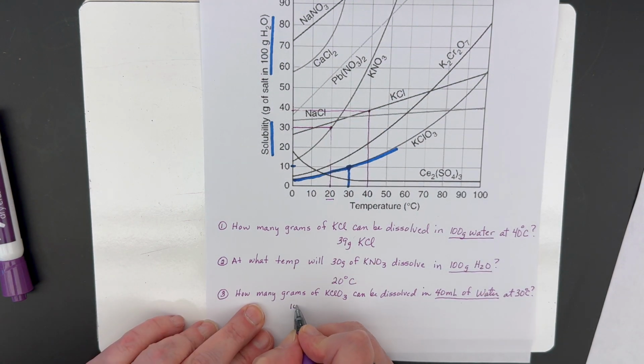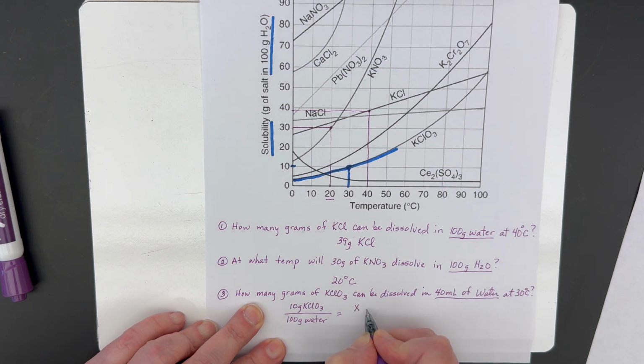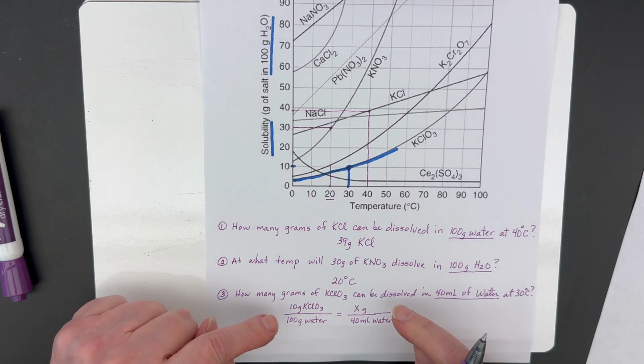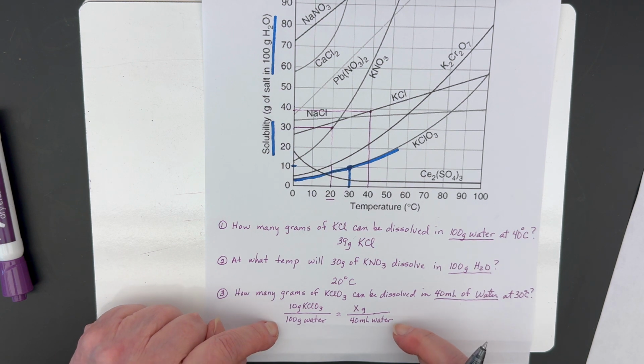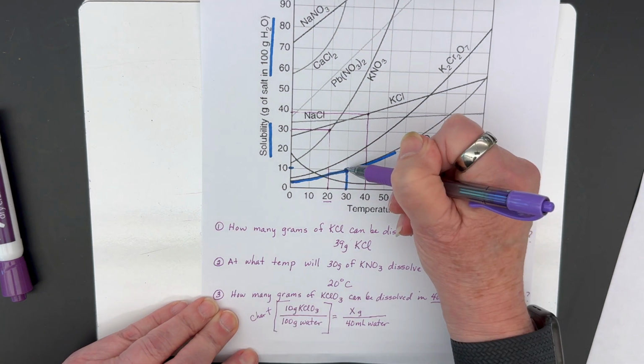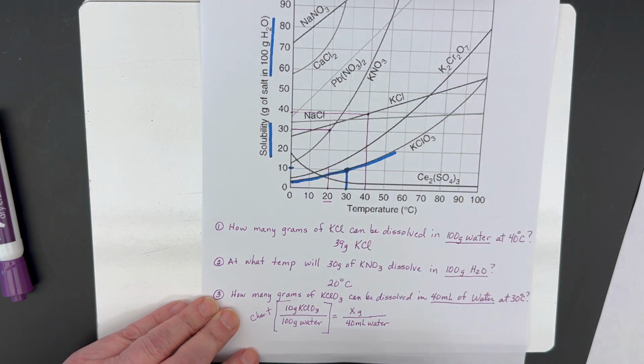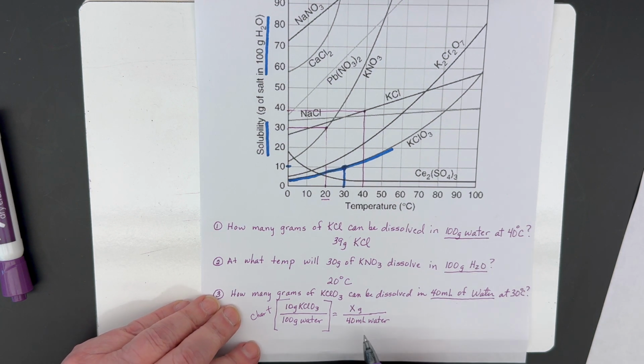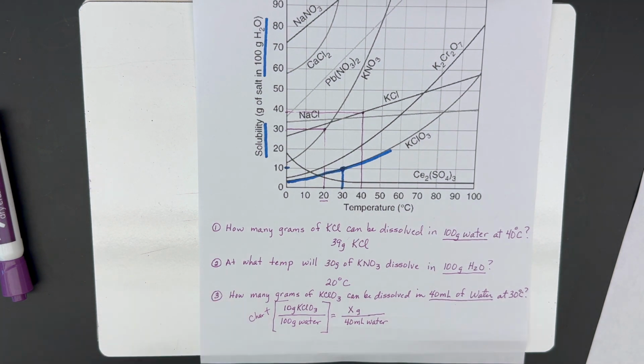So if we can dissolve 10 grams of KClO3 in 100 grams of water, how many grams can we dissolve in 40 milliliters of water? Notice I kept my solute on top, my solvent on the bottom. This side of my equation came from my chart above, right here, and this pertains to the problem, and you're going to do this whenever it's not 100 milliliters of water.